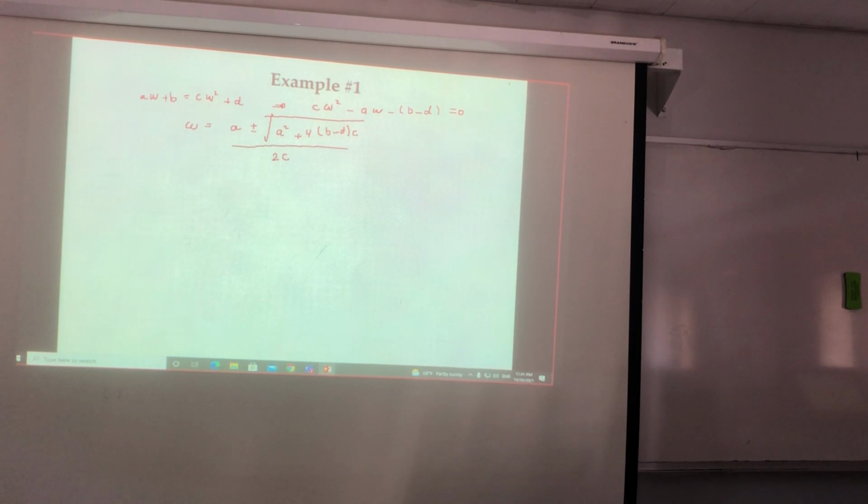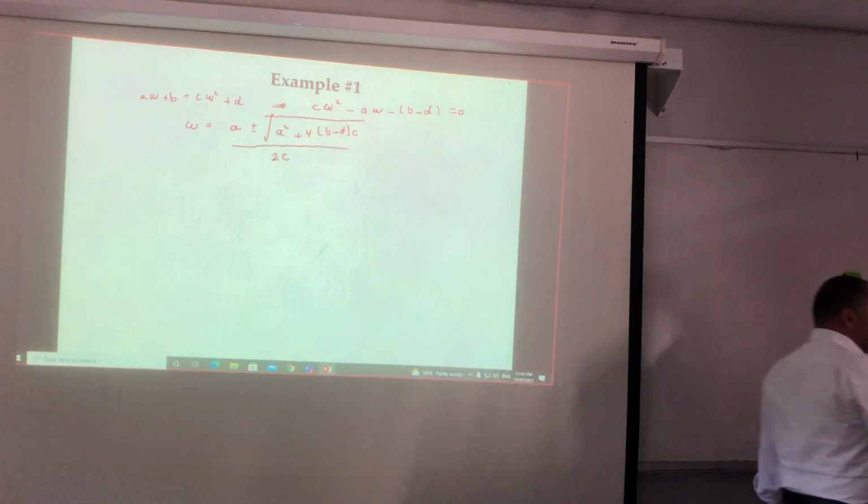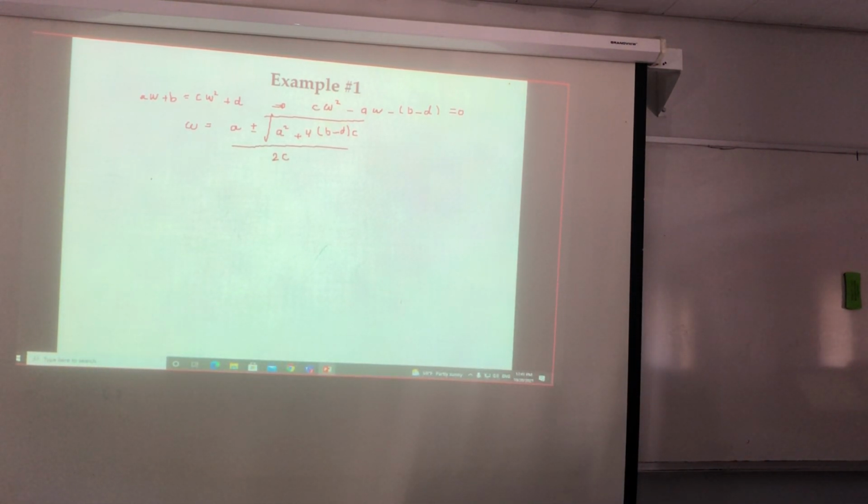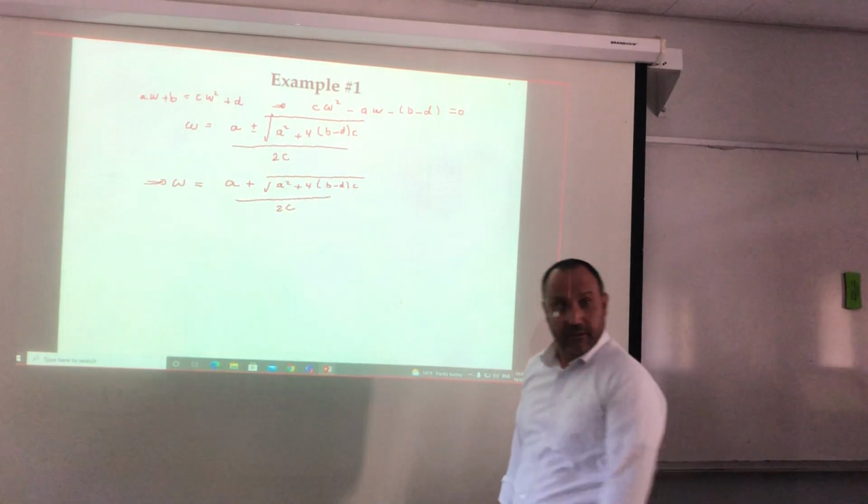So the speed will be what? The plus one. So the operating point, omega, will equal to what? A plus the square root of A squared plus 4 times B minus D, multiplied by C, over 2C. Now, is this operating point stable or unstable?